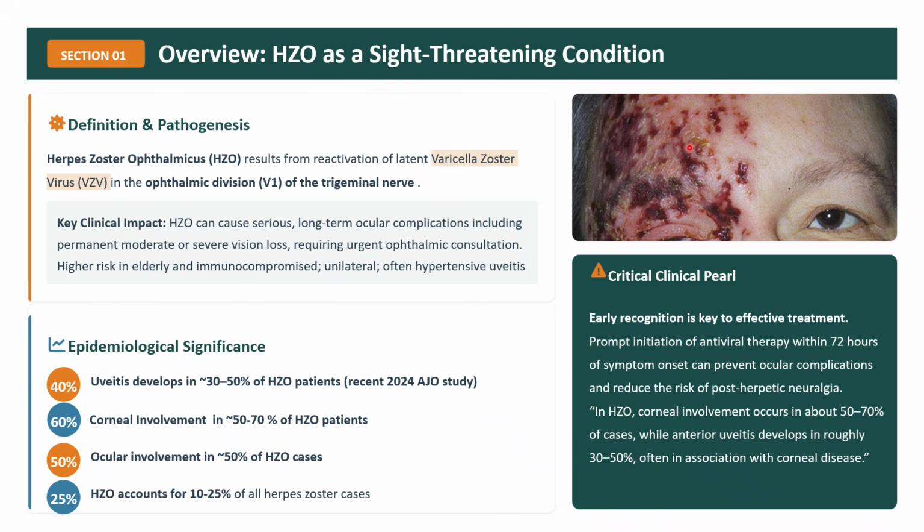But this doesn't necessarily mean involvement of the eye. Only 50% of cases of herpes zoster ophthalmicus will have ocular involvement. So keep this in your mind when I ask you or present you a picture like this. This is herpes zoster ophthalmicus. Don't say herpes zoster and stop, because herpes zoster ophthalmicus represents only 25% of all herpes zoster cases.